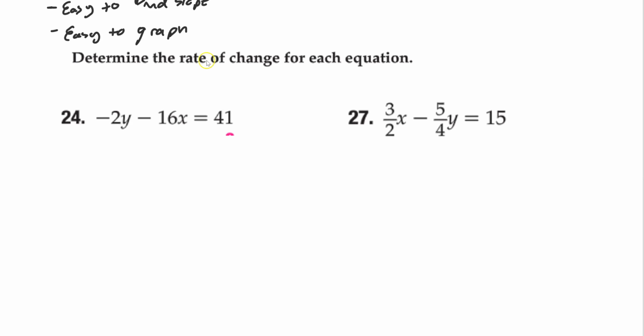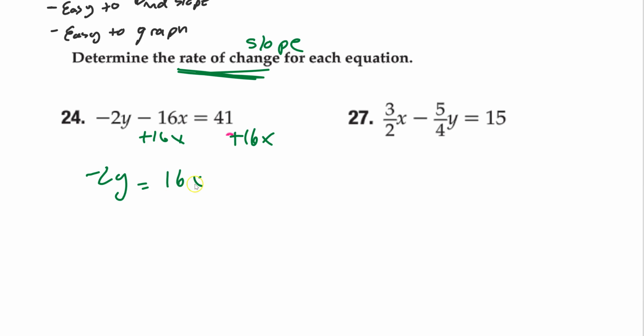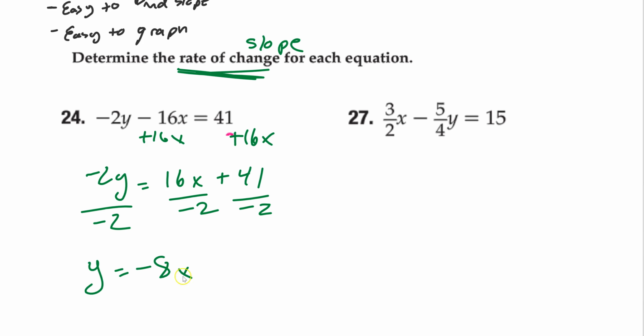So determine the rate of change. Remember that just means slope. It's 3 words to say 1 word. Right? Rate of change is just slope. So we're just going to find slope. Solve for y. So we're going to add 16x to both sides. Negative 2y equals 16x plus 41. Remember it's a positive 41, so plus 41. Divide by negative 2. Now when you divide by negative 2, you got to divide everything by negative 2. No shortcuts. So y equals negative 8x minus 41 over 2. I don't care about that side. All I want is the slope. And my slope here is negative 8. That's the slope.